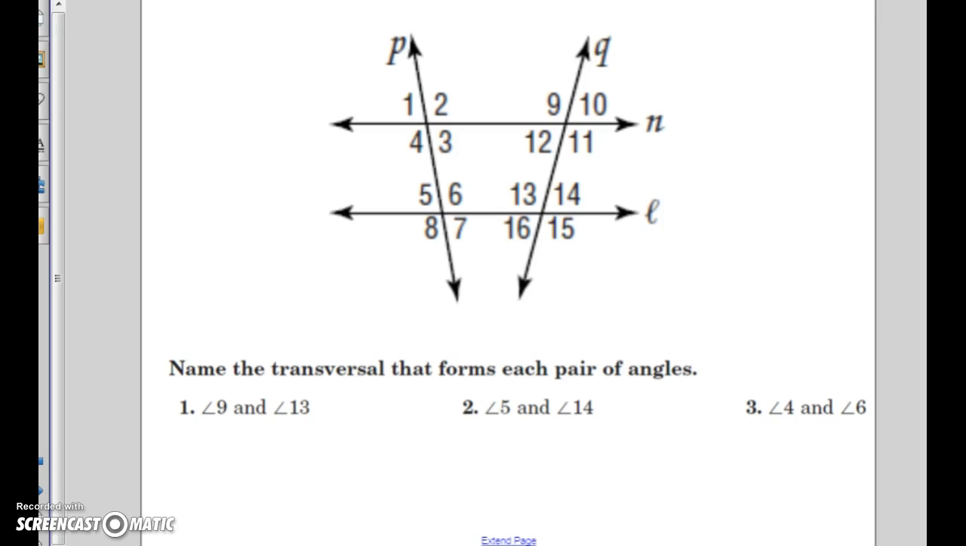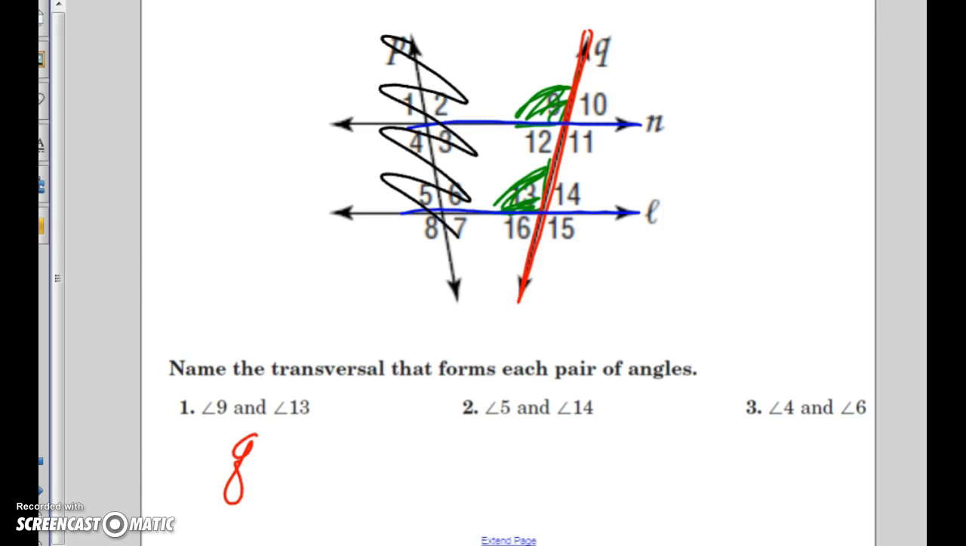So what they want me to do first is look at 9 and 13. So here's angle 9 right here, and angle 13 right here. So I need to know which transversal to use. What one line touches both 9 and 13? Q. That means that Q is my transversal. Which lines do you think would be my blue lines? N and L. These are going to be your blue lines. And that means that all this stuff over here, I don't need to look at.